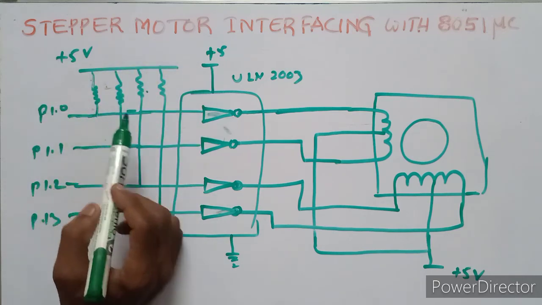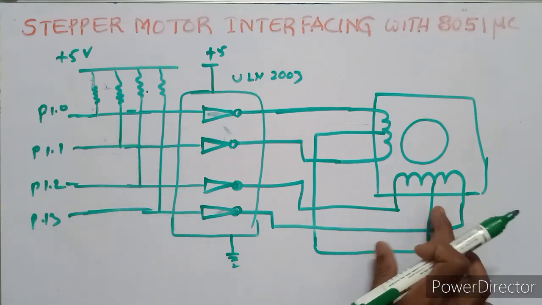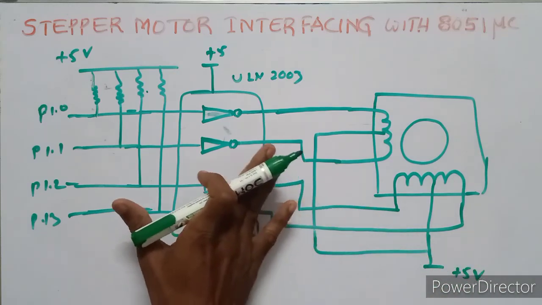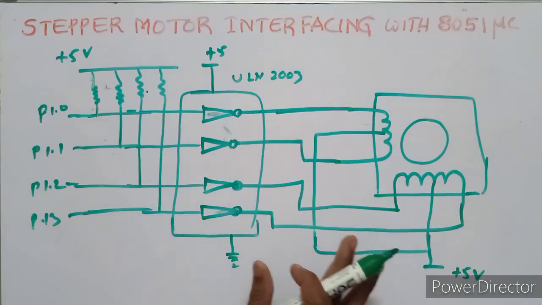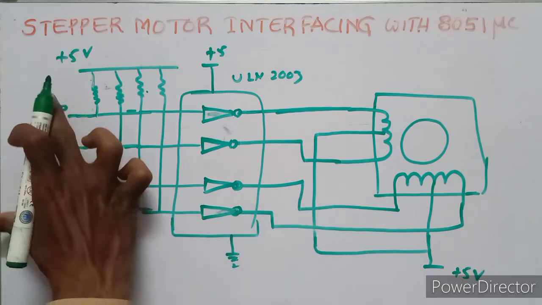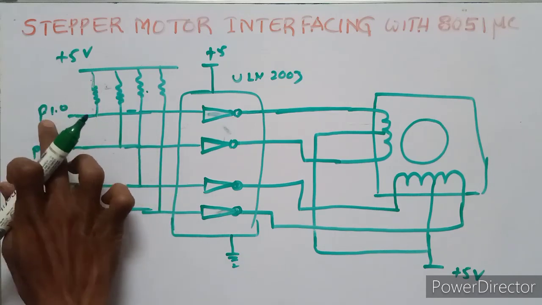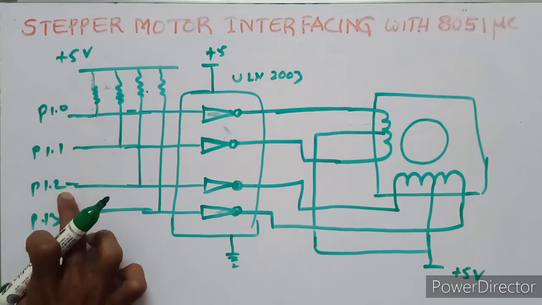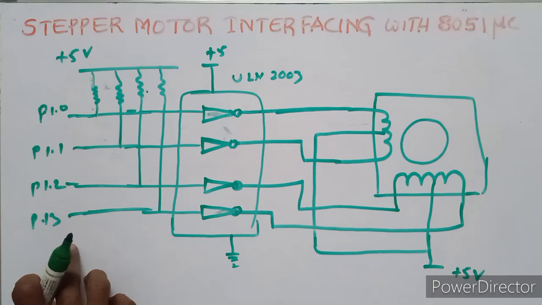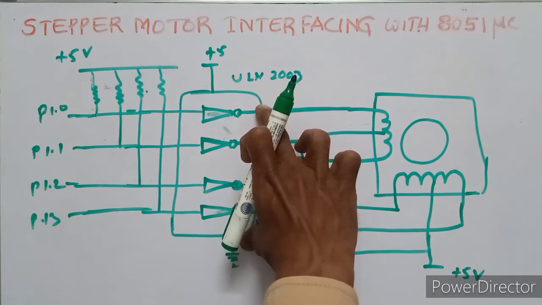The four leads of the stator windings are controlled by the 4 bits of the 8051 port, P1.0, P1.1, P1.2, P1.3. These are all connected with the ULN drive, the ULN 2003 drive.